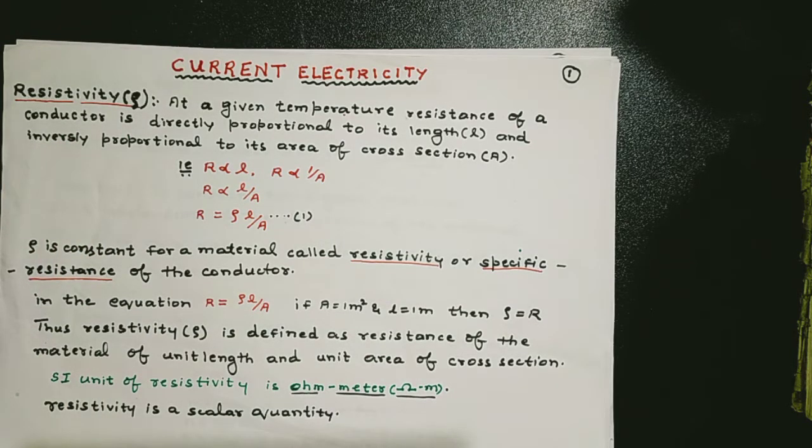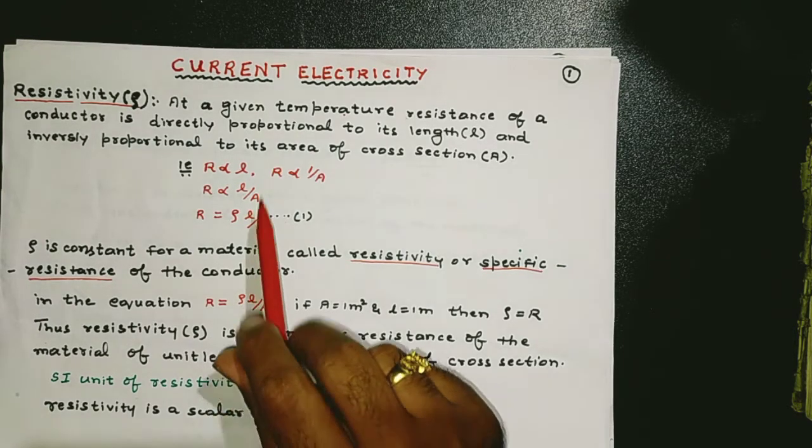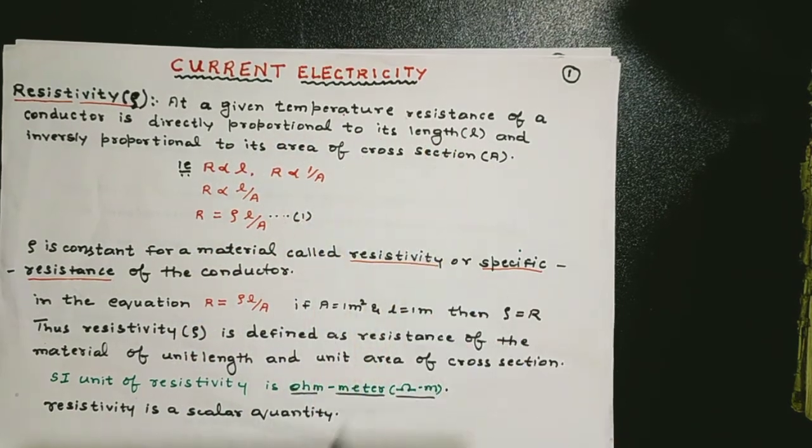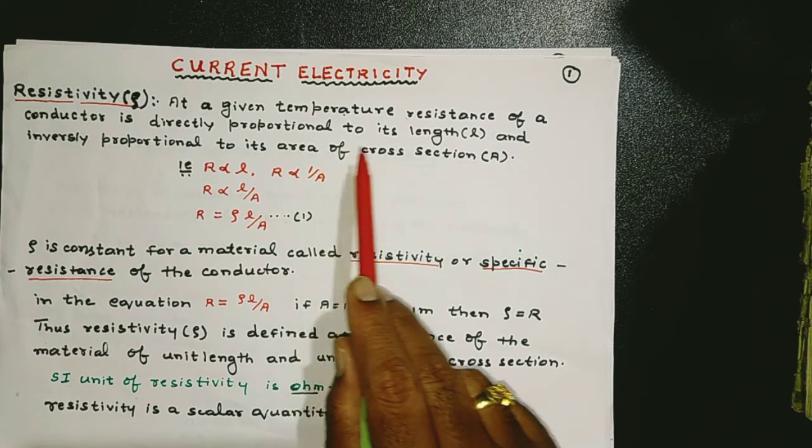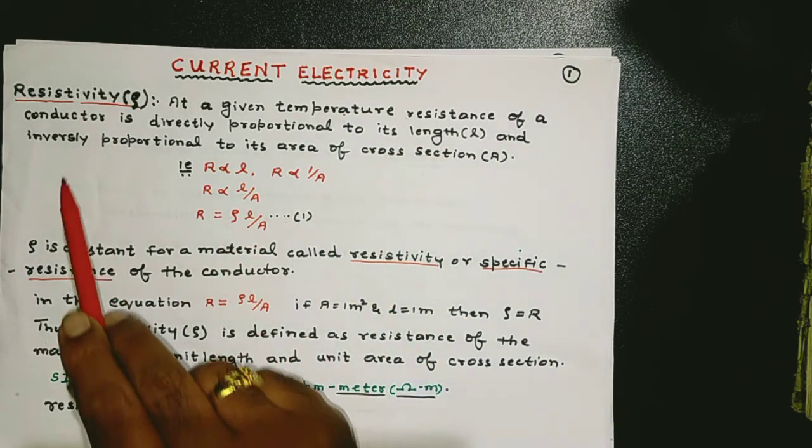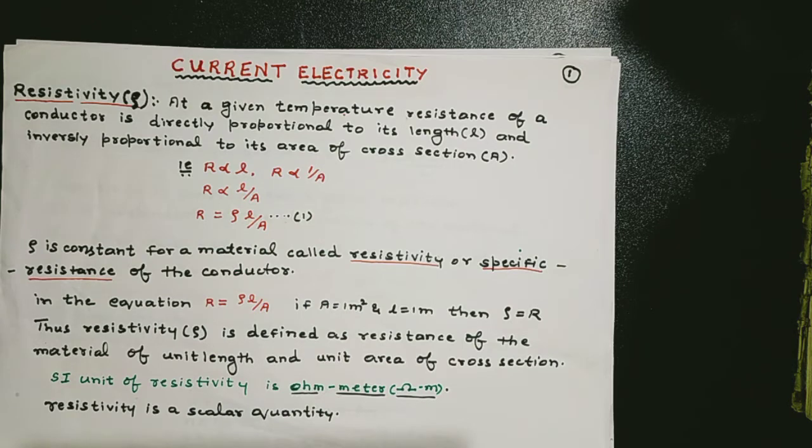So, what is resistivity? To understand about resistivity, we have to know that at a given temperature, the resistance of a conductor is directly proportional to its length and inversely proportional to its area of cross section. That means, being the temperature constant, if the length of a conductor is increased, the resistance of the conductor also increases. And if the area of cross section of the conductor is increased, then the resistance of the material decreases.